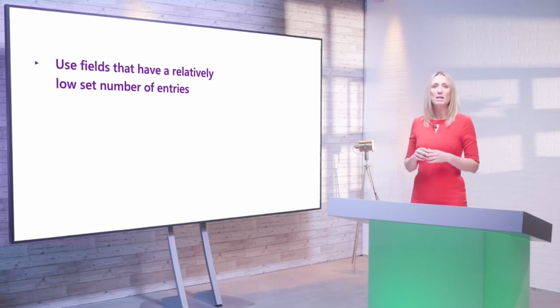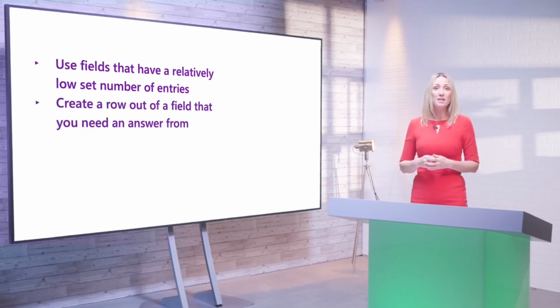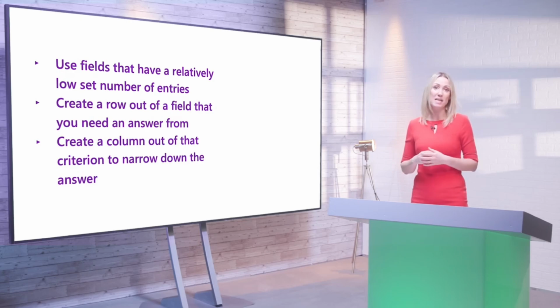First, it is usually best to create rows and columns using fields that have a relatively low set number of entries. Using entries that span a huge swathe of data, such as 5 years of transaction numbers, to create rows and columns can only cause confusion rather than answer any specific questions. Next, it is almost always a good idea to create a row out of a field that you need an answer from, and then create a column out of that criterion to narrow down the answer.